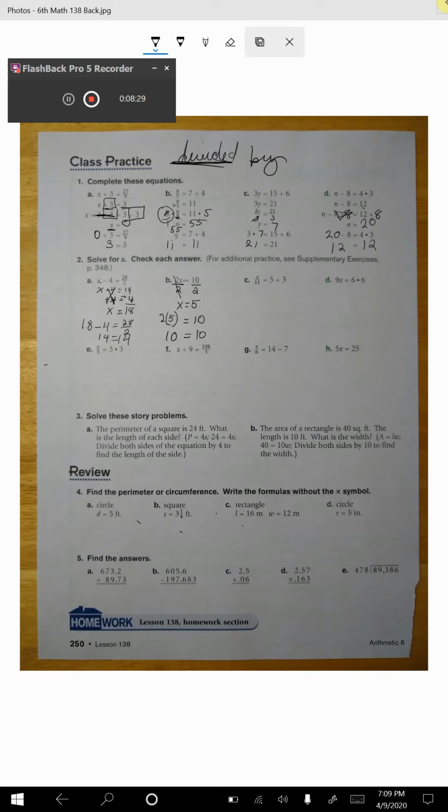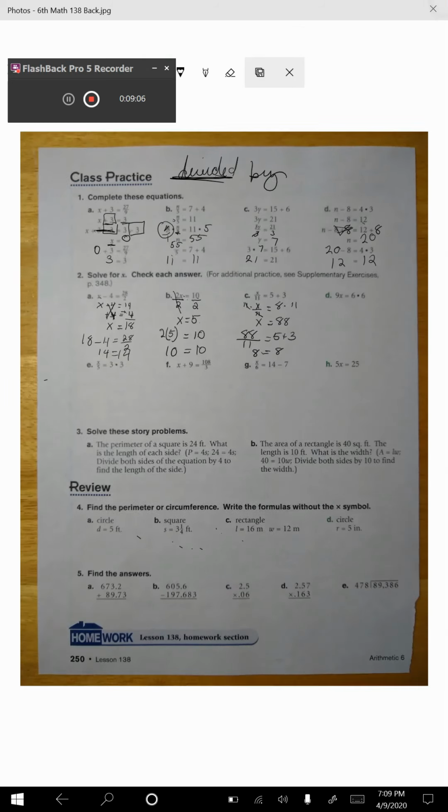X divided by 11 equals 5 plus 3. So I'm going to bring this down and make that an 8. All right, so what's the opposite of divided by 11? Times 11. So times 11 over here. These are gone. Left with x equals 88. Let's try it. 88 over 11 equals 5 plus 3. 8 equals 8.